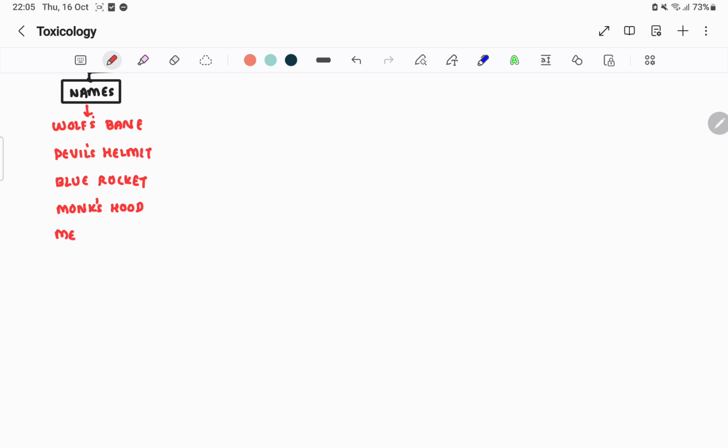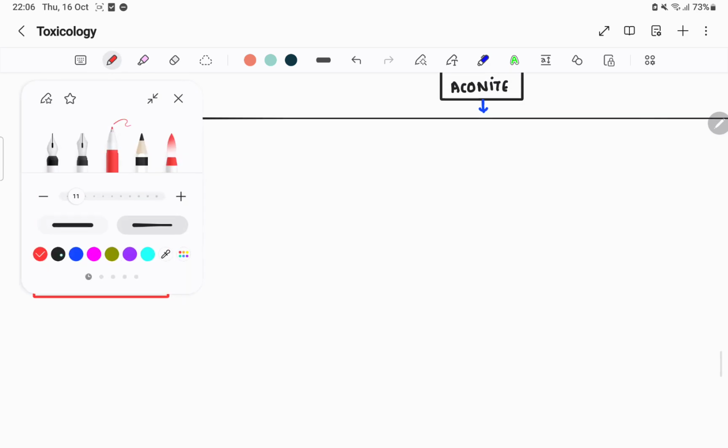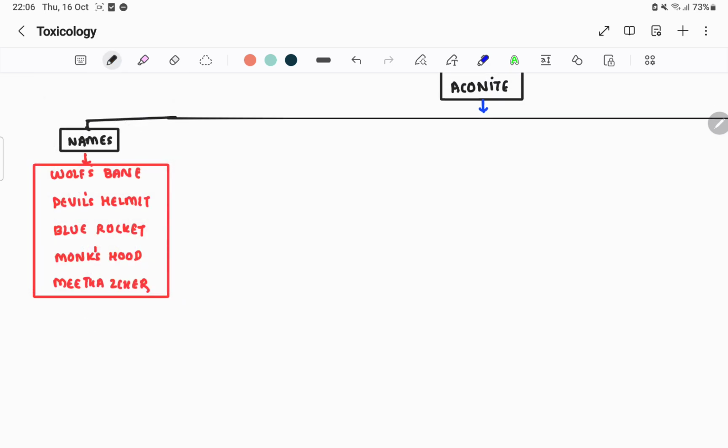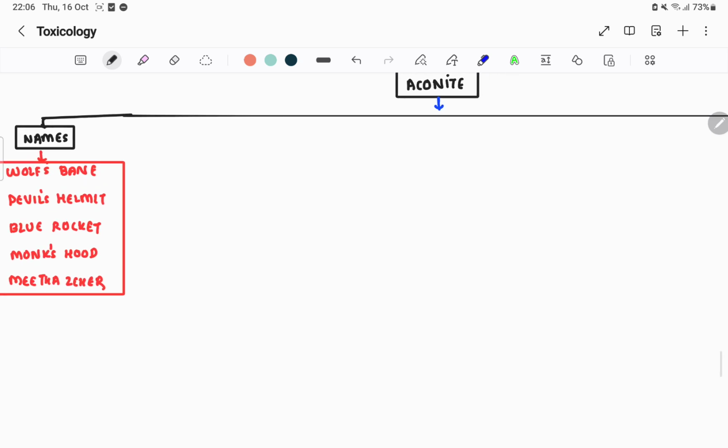Meetha zehar. It is basically a homicidal poison. It is very cheap. It has a sweet taste and can be added to your burfi, your jalebi, and other sweet dishes. And it cannot be detected in autopsy either. Don't get me wrong, I am not giving you an idea of homicide. Meetha zehar or meetha bish, whatever you call it, this is Aconite.